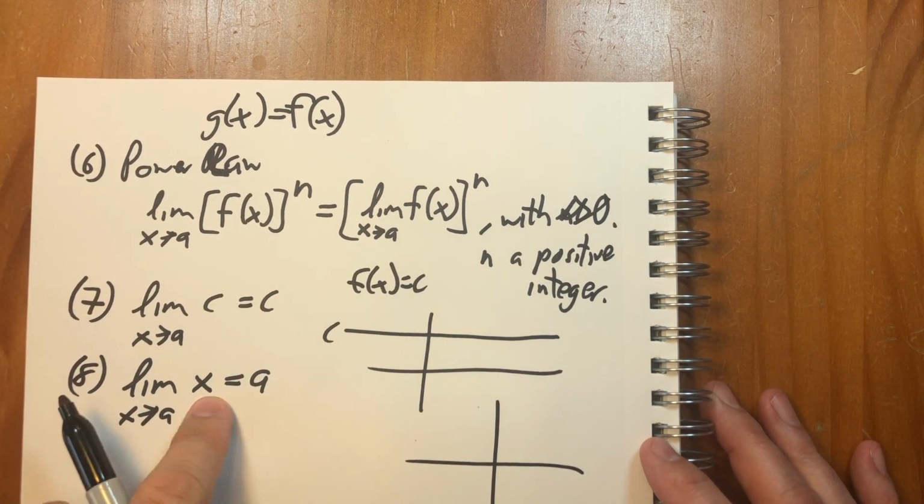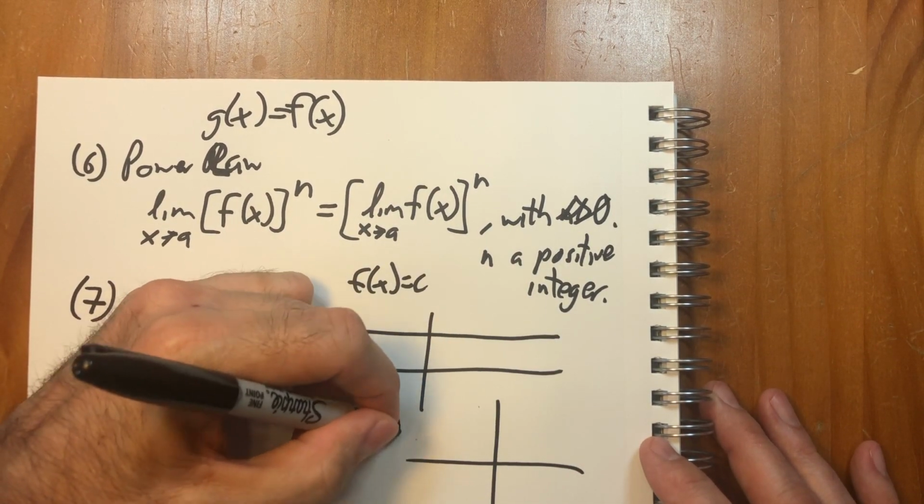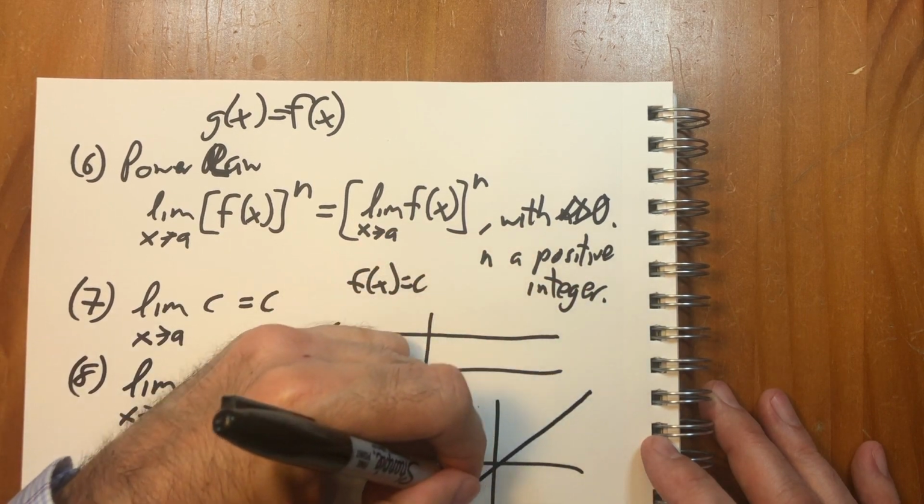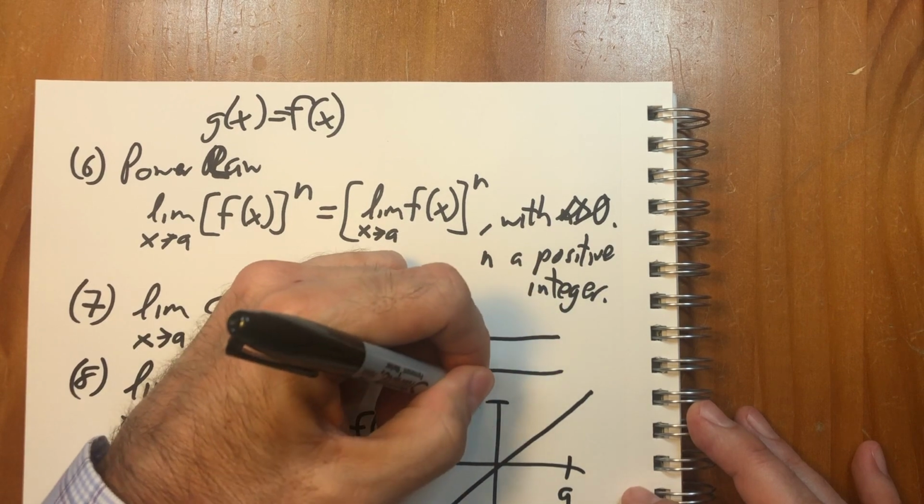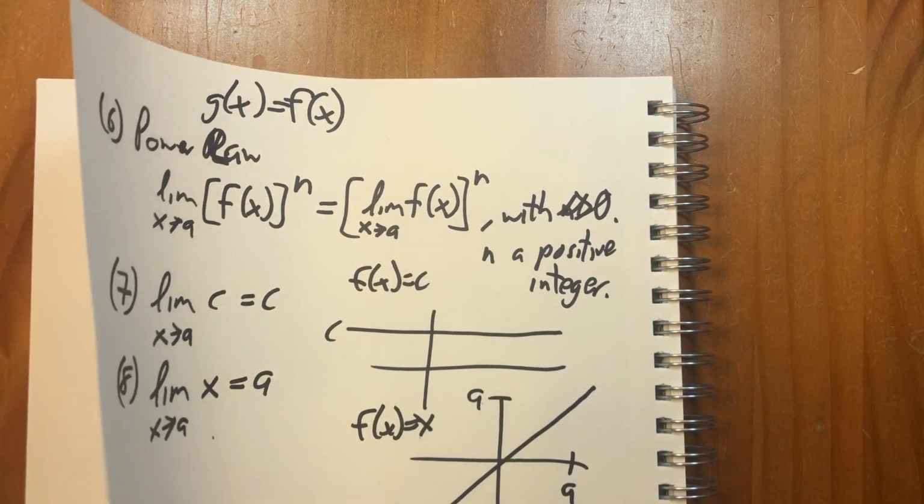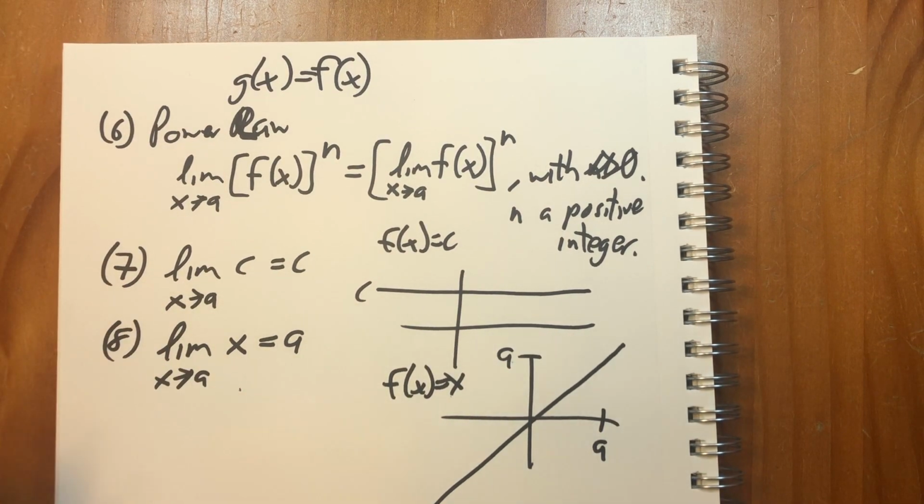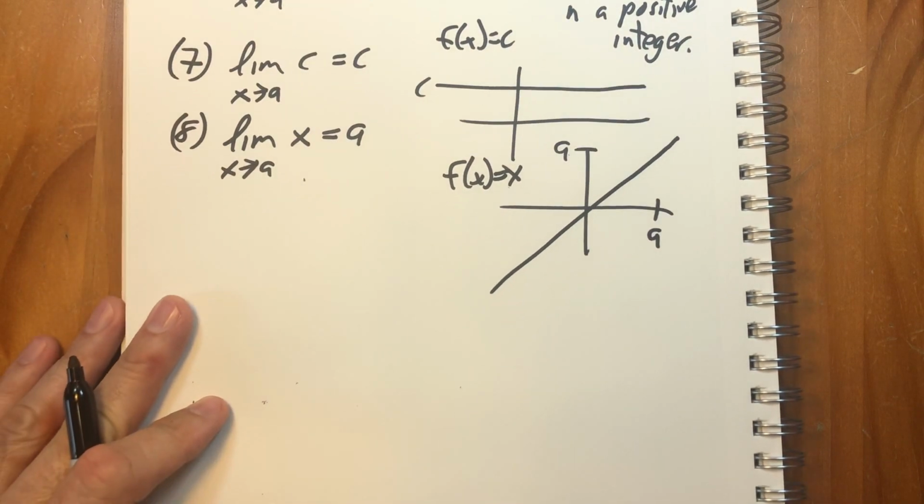And if you have the function f of x equals x, which is just this line, then obviously no matter what x is, if this is a, then f of x is going to be a too, right? That's obvious. But we can prove it using the epsilon delta. If you want to, again, let me know in the comments and we can prove those.